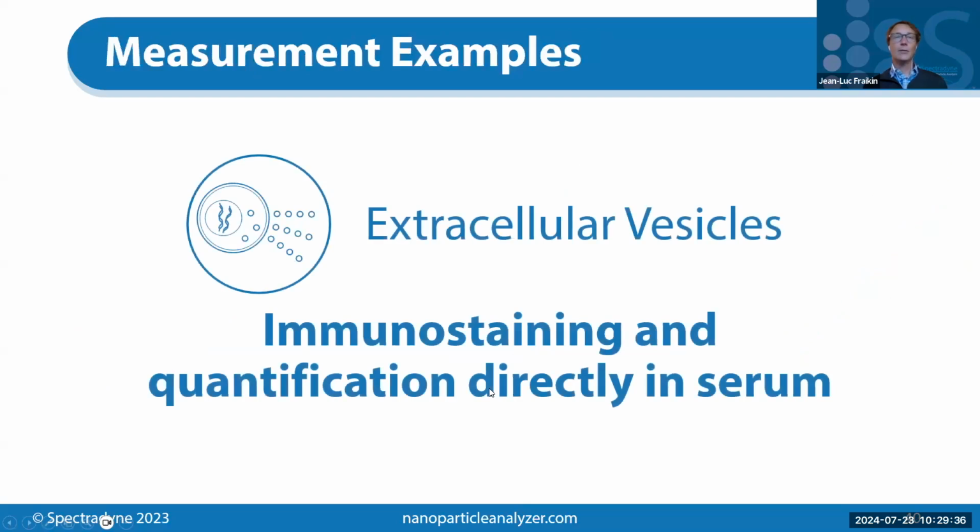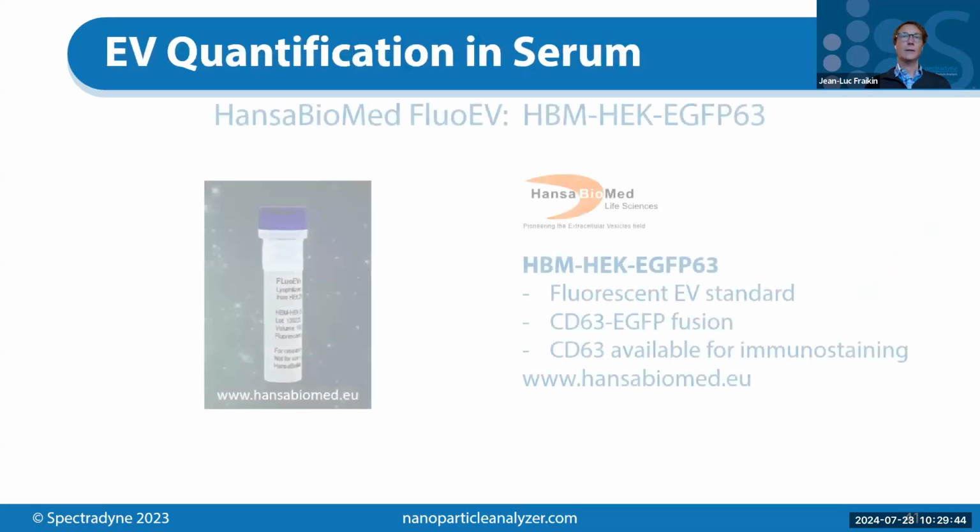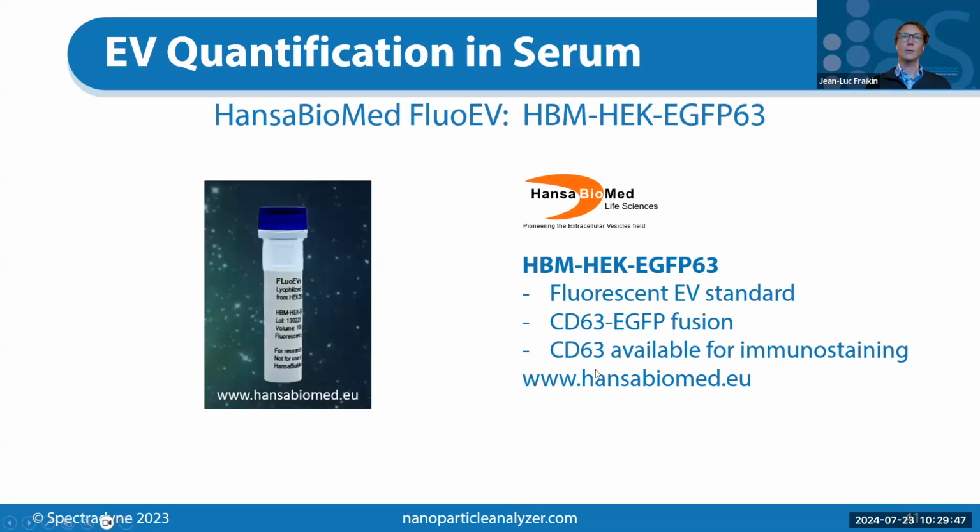Okay, so the final example I'd like to discuss is one in which we did immunostaining of EVs and quantification just directly in the serum. For this example, we'll use these also recombinant EVs from Hansa Biomed. This is a cool company in Estonia. They have recombinant EVs that were grown in HEK cells, and they also express this fusion between CD63 and EGFP. So very similar to the other sample, different supplier.